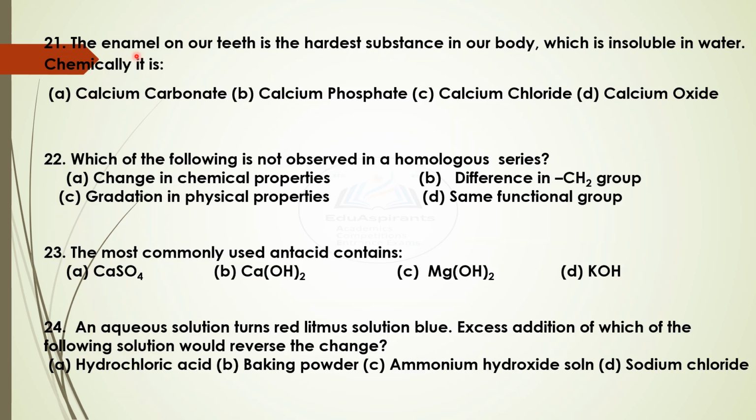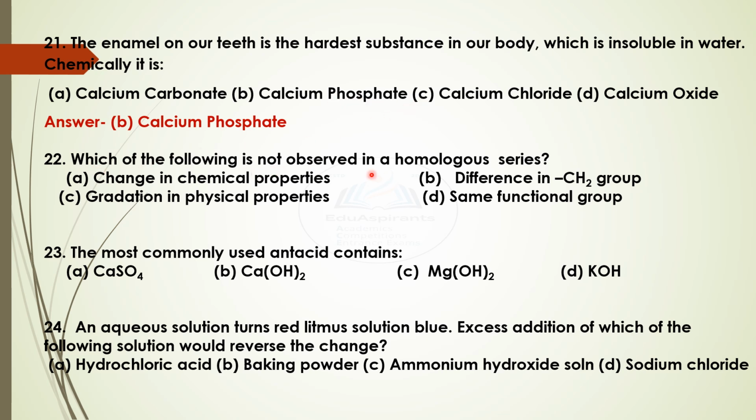21. The enamel on our teeth is the hardest substance in our body, which is insoluble in water. Chemically, what is it? Calcium carbonate, calcium phosphate, calcium chloride or calcium oxide? Should I give you the answer? You must have marked yours. Yes, it is B, calcium phosphate.